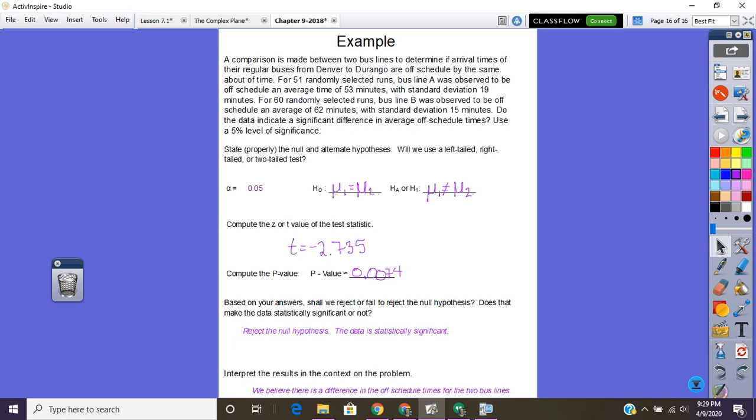And that is how we do hypothesis testing. So it's a fairly straightforward thing once you know how to use the calculator.